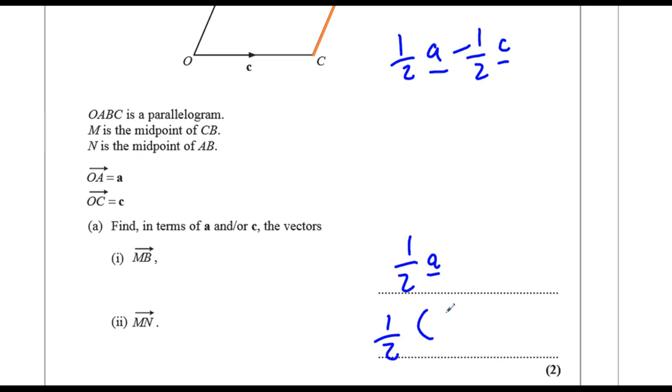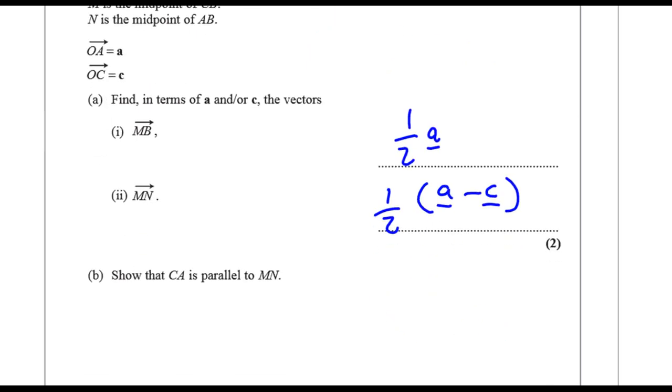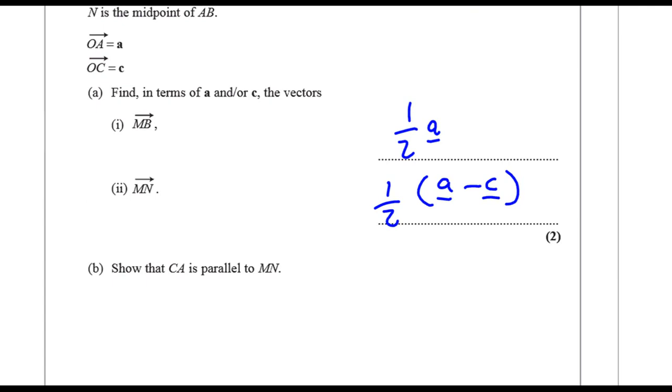Why not? I've said it now. Done. Next part. B. Show that CA is parallel to MN.